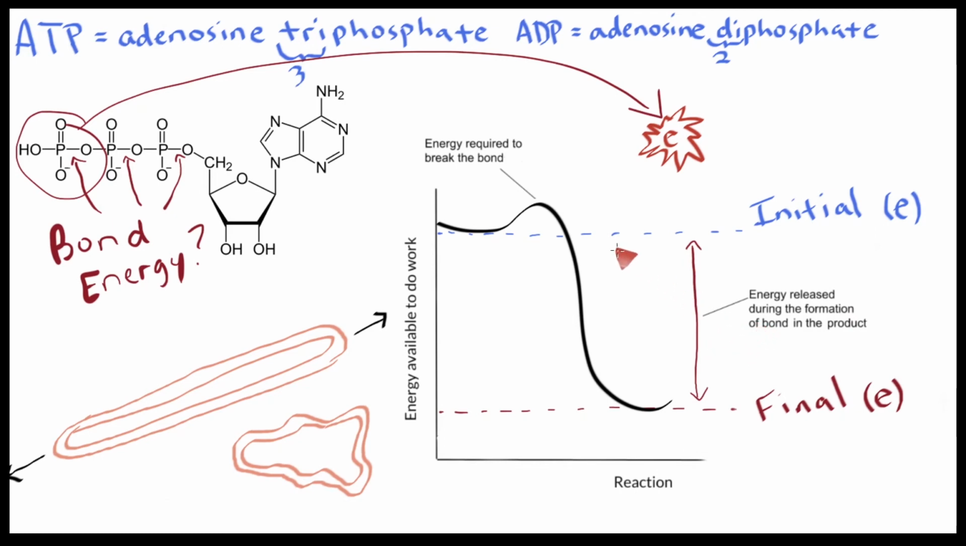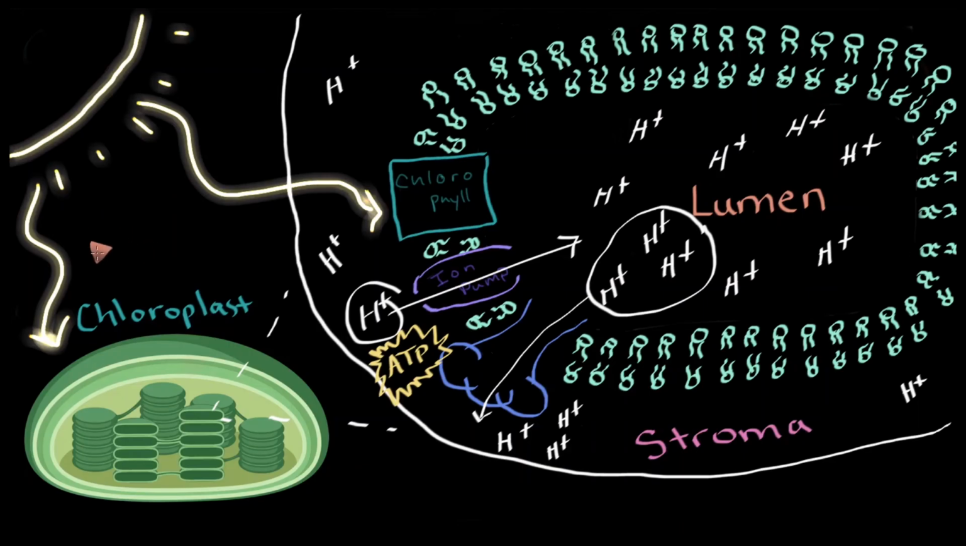It's described as energetic because it's easy to break the bond between it and the last phosphate group, meaning you don't have to put much energy in, but you get a ton of energy out. So back to the thylakoid. Those photons of light were able to net us a highly energetic ATP molecule.